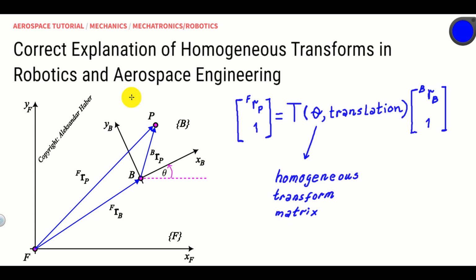In this tutorial we explain the concept of homogeneous transforms and we explain how to derive homogeneous transform matrices. Homogeneous transforms are very important in robotics and aerospace and they have a number of applications. Briefly speaking, the homogeneous transform matrix illustrated over here encodes rotation and translation of two coordinate systems. The homogeneous transform matrix enables us to transform coordinates of points from one coordinate system to another coordinate system.